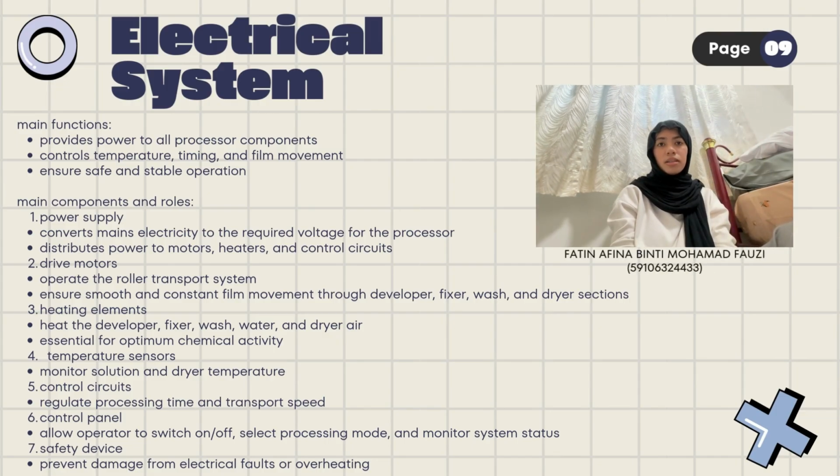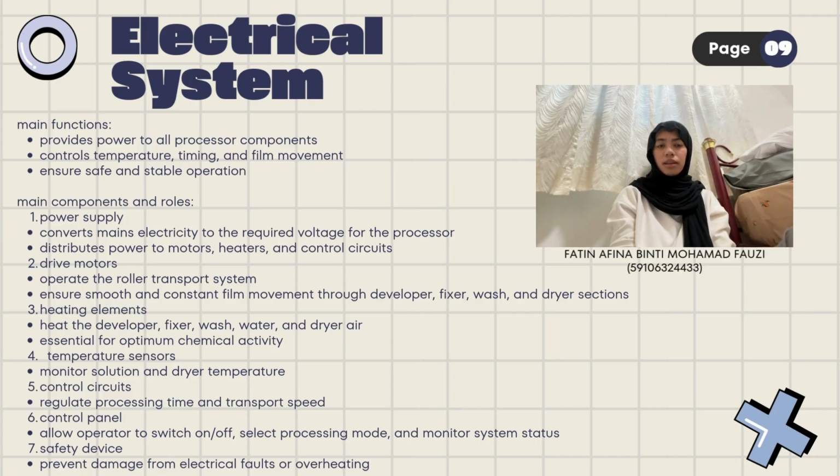Next, I will be explaining about the electrical system of the automatic processor. The electrical system serves as the main power source of the entire processor. It supplies electricity to all components, controls temperature, timing, and film movement, and ensures safe and stable operation of the machine. The main functions include providing power to all processor components, controlling temperature, processing time, and film movement, and lastly, ensuring safe and stable operation.